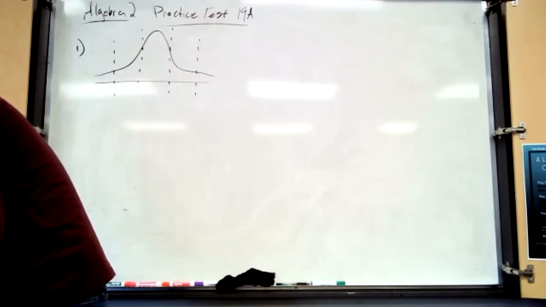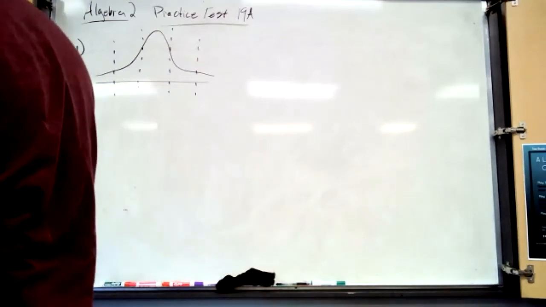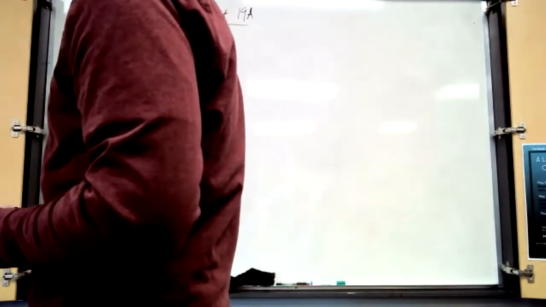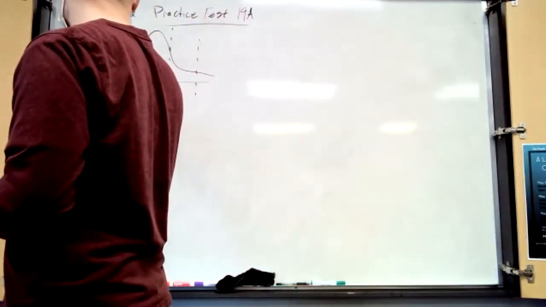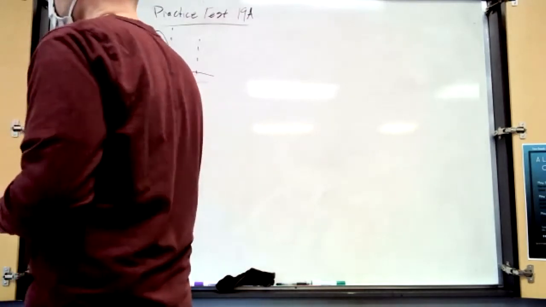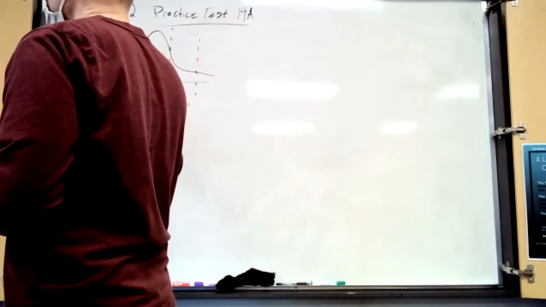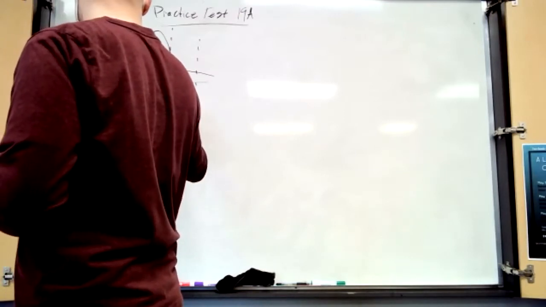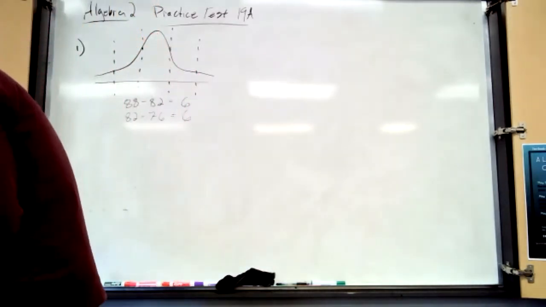So basically, we want to find out how many deviations 67 and 83 are away from the mean. So you're just subtracting. So with a mean of 82, that means 88 minus 82 is 6 deviations. And then 82 minus 76 is also 6 deviations.